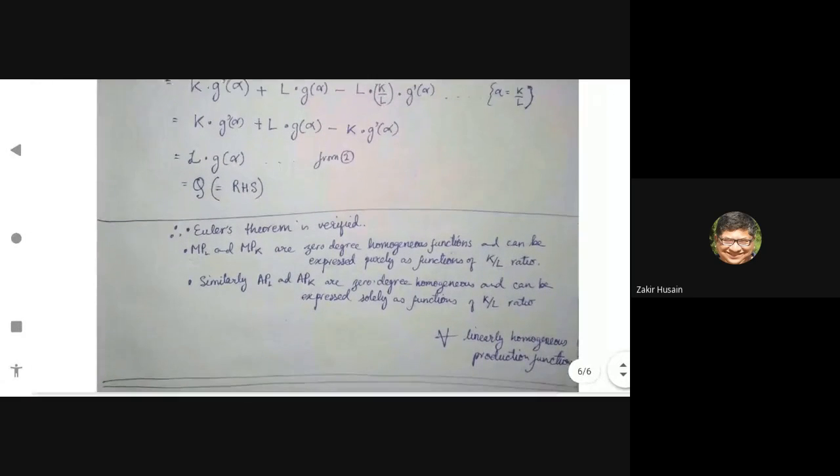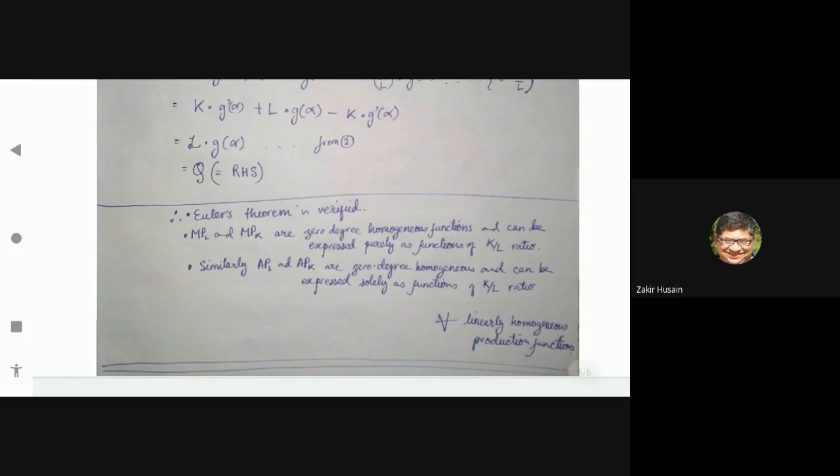আর আমরা আরো কি জানতে পারলাম যে MPL and MPK are zero-degree homogeneous functions and can be expressed purely as functions of K by L ratio. Similarly, same জিনিস হচ্ছে for average productivity of labor and average productivity of capital. দুটোই zero-degree homogeneous and can be expressed solely as a function of K by L for all linearly homogeneous production functions.